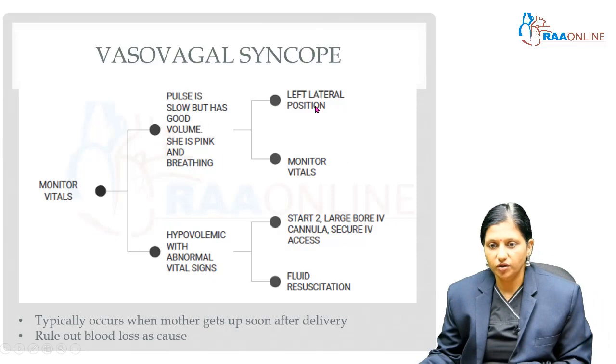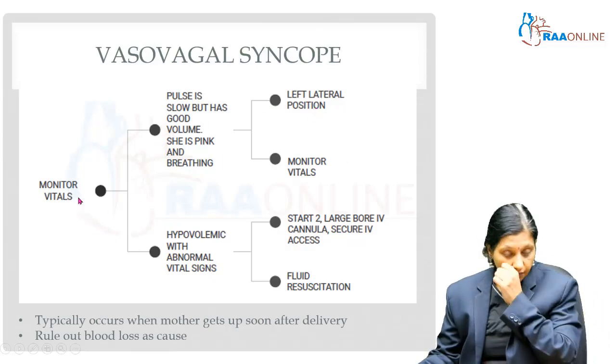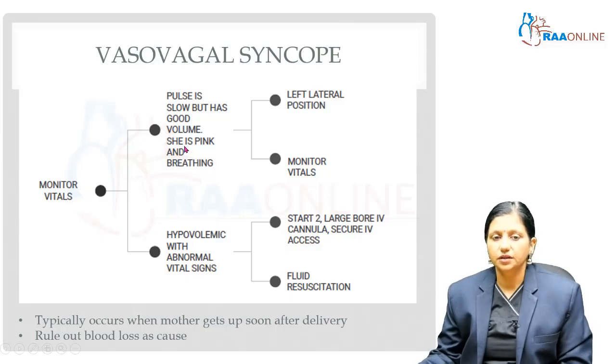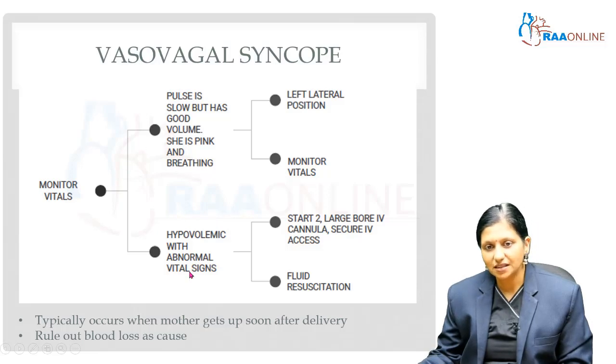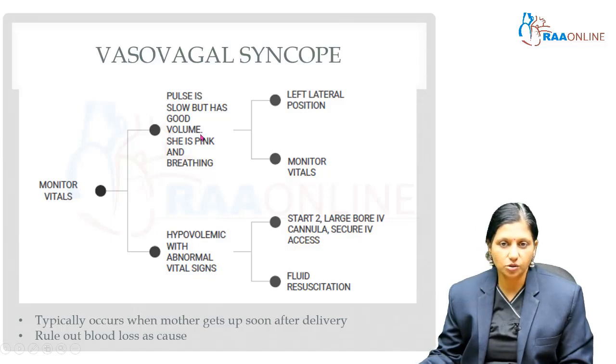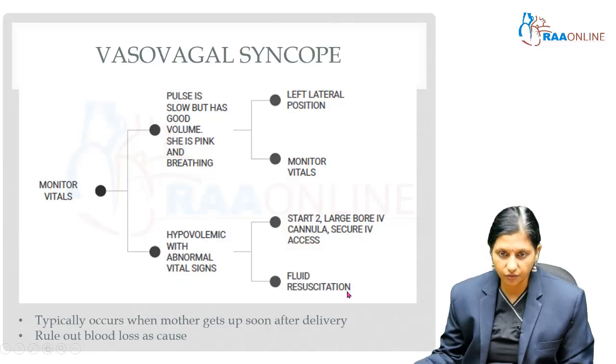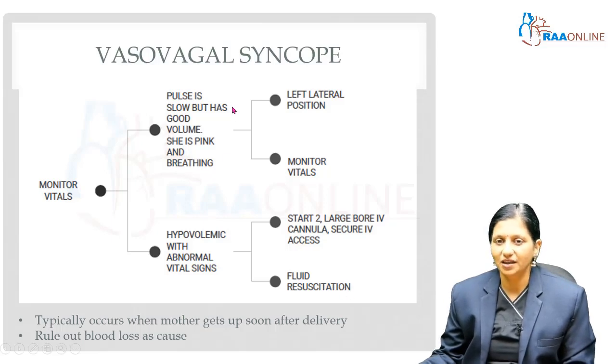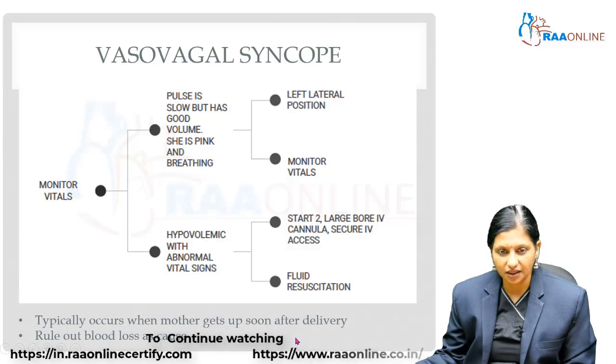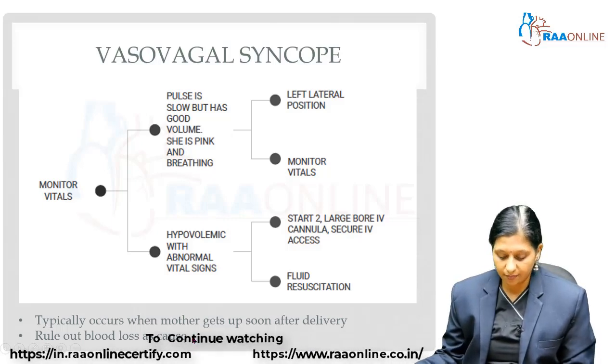For the management of vasovagal syndrome, it is important to monitor the vitals of the mother. We have to classify the vasovagal syncope, whether the patient has abnormal vital signs, or has a good volume pulse, low, but she's pink and breathing. If the patient is pink and breathing, just put her in the left lateral position and monitor her vitals. If the patient has abnormal vital signs, then we have to start a large IV bore cannula and start fluid resuscitation. Vasovagal syncope is very common in pregnancy. It can occur when the mother gets up soon after delivery, and always rule out postpartum hemorrhage in such cases.